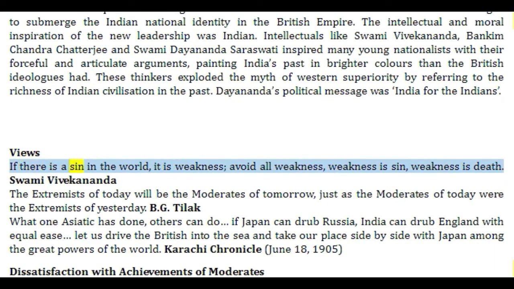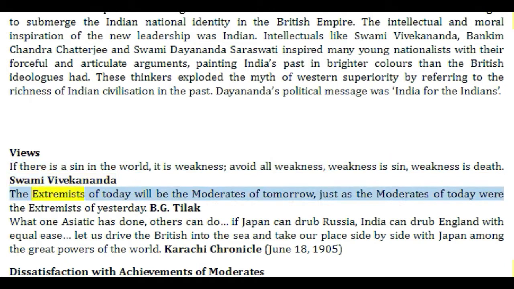Views. Swami Vivekananda: If there is a sin in the world, it is weakness. Avoid all weakness. Weakness is sin. Weakness is death. Extremists of today will be the moderates of tomorrow, just as the moderates of today were the extremists of yesterday.